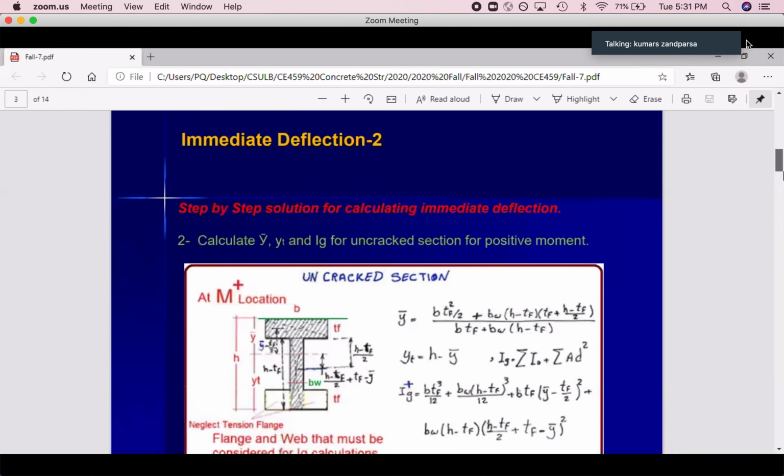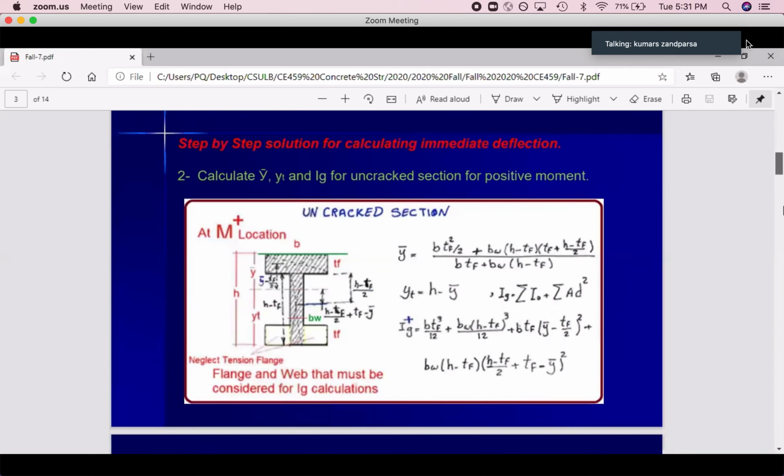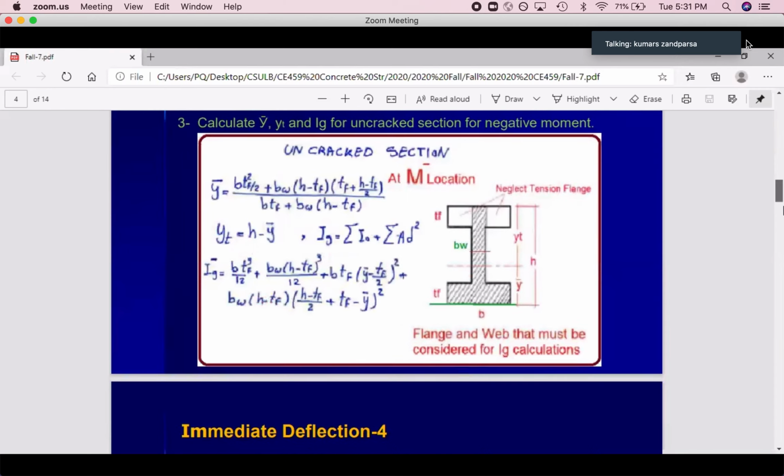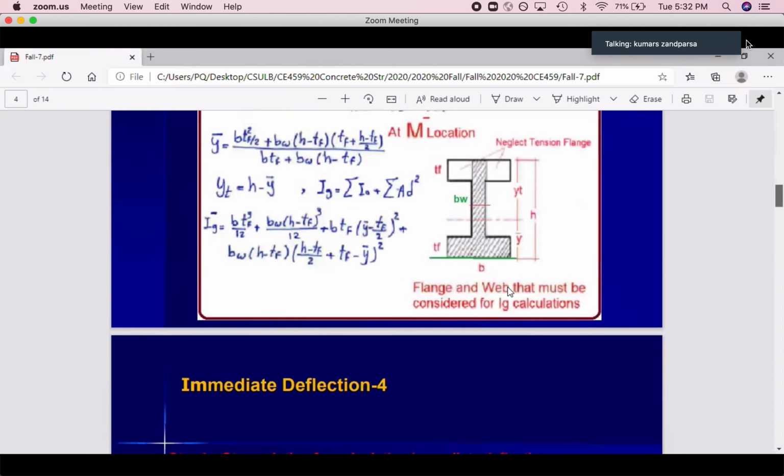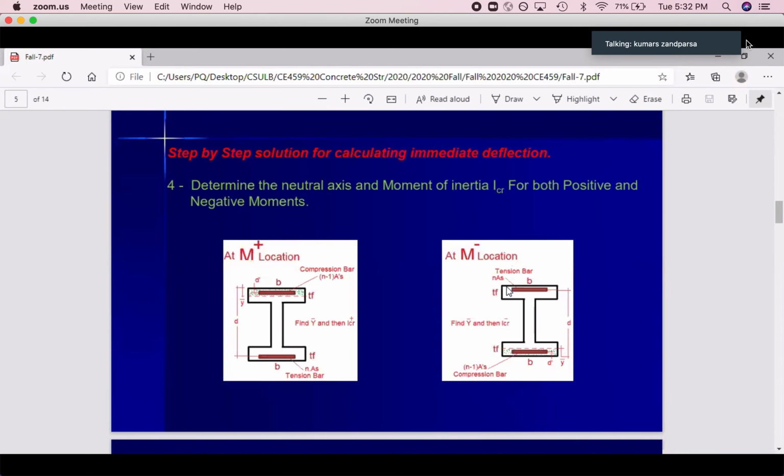Okay, so then we have to go with the cracked section because we know that the beam will be cracked under load. So in that case, we have to calculate the I crack. IG was the moment of inertia without crack, for the gross section. But this one is the moment of inertia for the cracked section. Okay, so how can I calculate this?